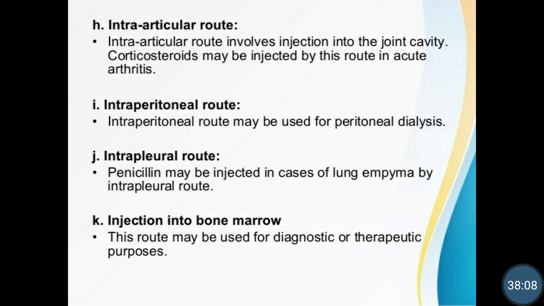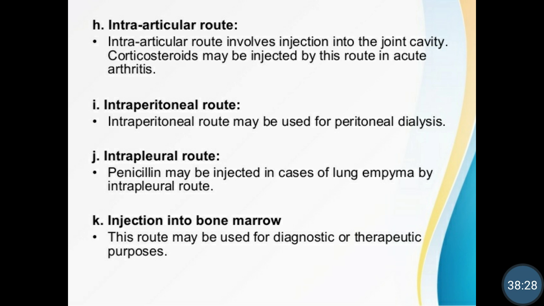The next one is the intraperitoneal route. These injections are given in the peritoneum or the abdominal cavity for the peritoneal dialysis. All of you know the peritoneum or abdominal cavity.